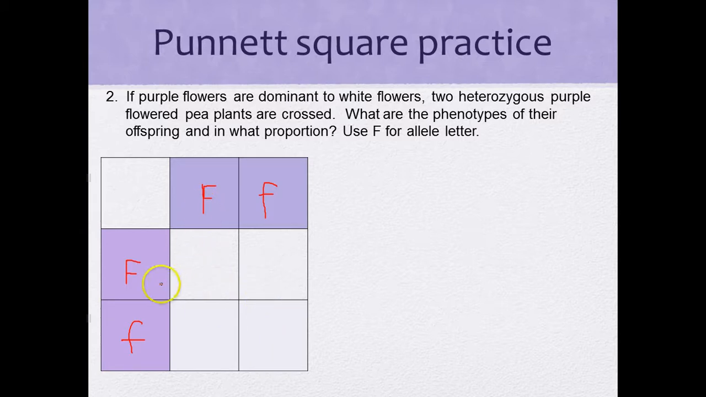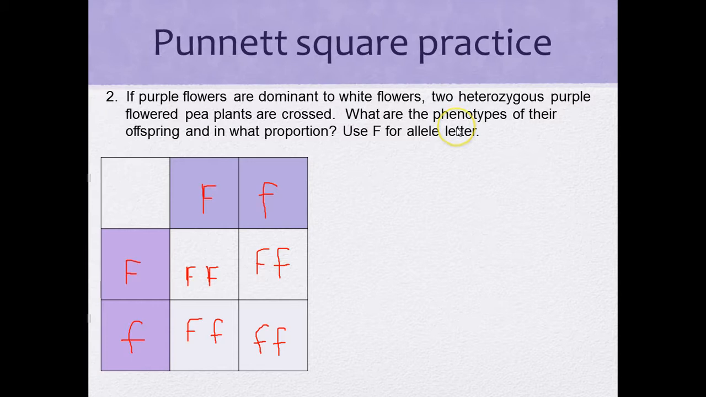This box, top down, side over, would be big F, big F. The next box, top down, side over, would be big F, little f. Third box, top down, side over, big F, little f. And the last box would show a genotype of little f, little f.